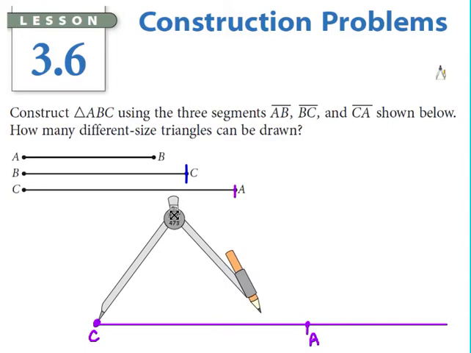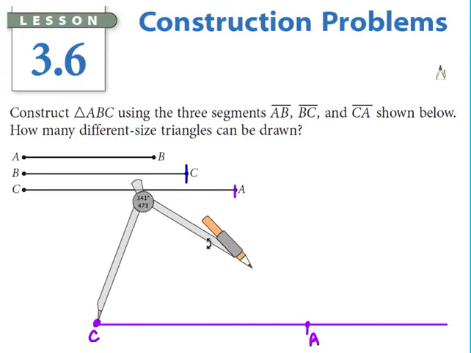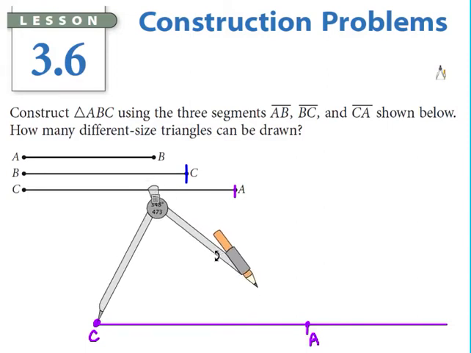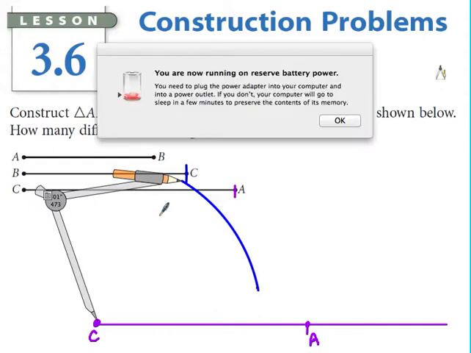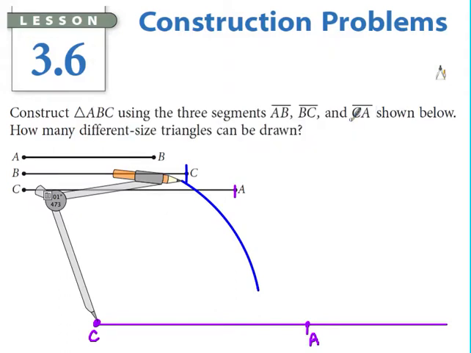Now when I do this, I am going to make an arc. Okay, now watch how I make my arc. I'm going to actually make it because I don't know where point B is. Point B is somewhere along this arc. We just don't know where it's at. So we're going to make an arc. We don't know exactly where point B is. It's somewhere floating on this blue line.